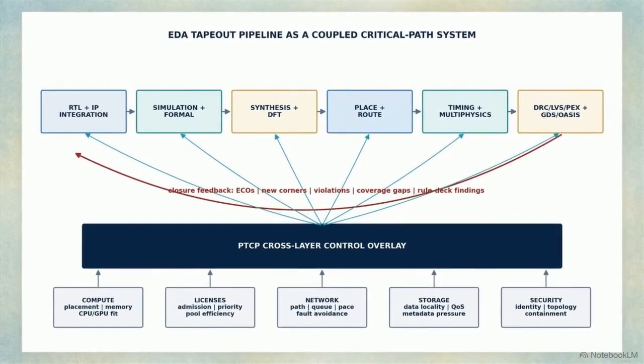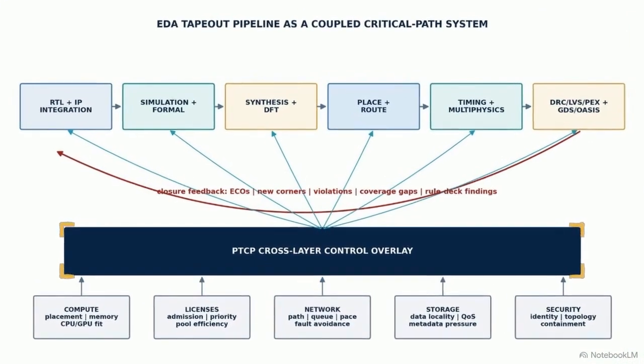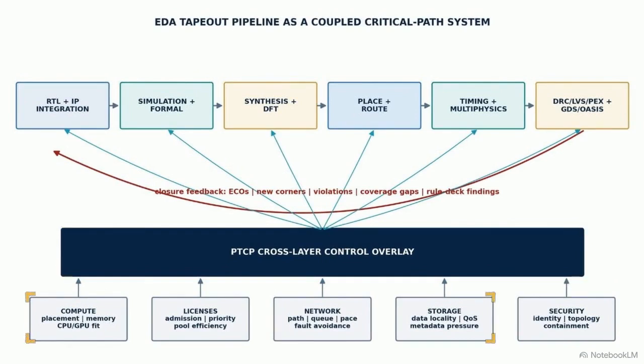Beneath the standard pipeline, we introduce the PTCP, Cross-Layer Control Overlay. This system underpins the entire workflow. PTCP directly interfaces with your existing infrastructure, coordinating compute placement, license admission, network pathing, and storage data locality.